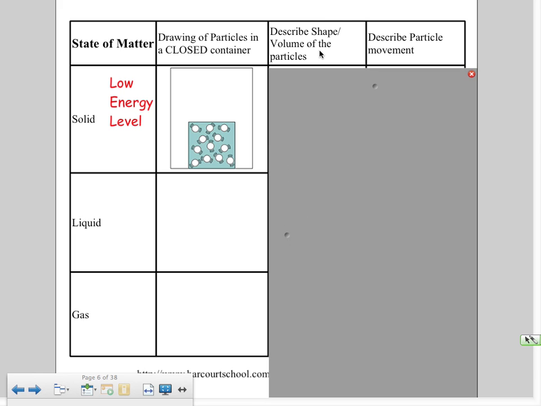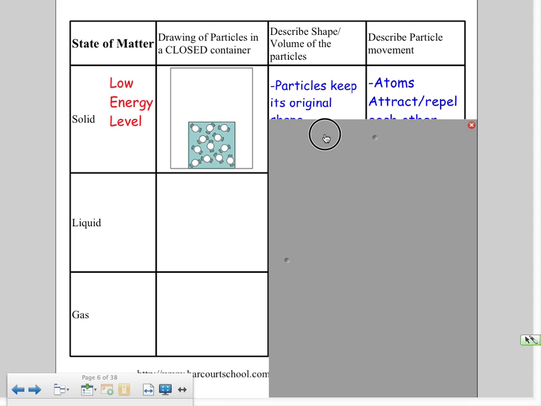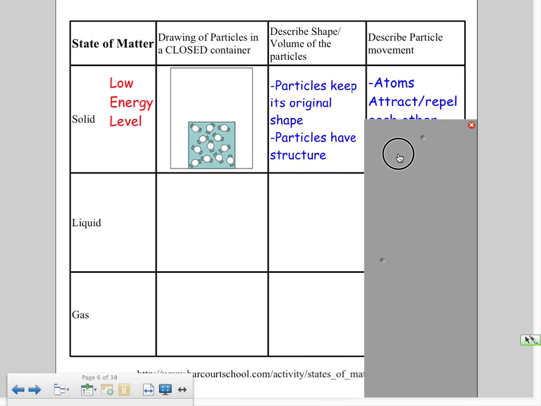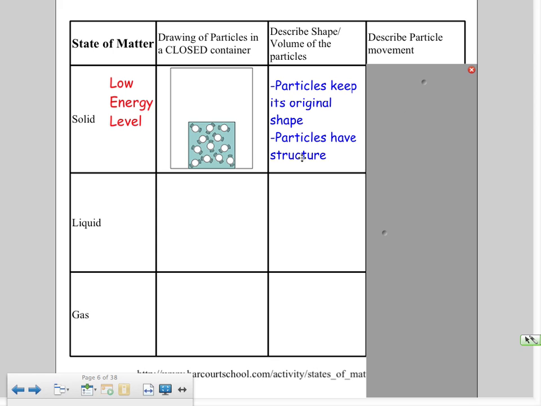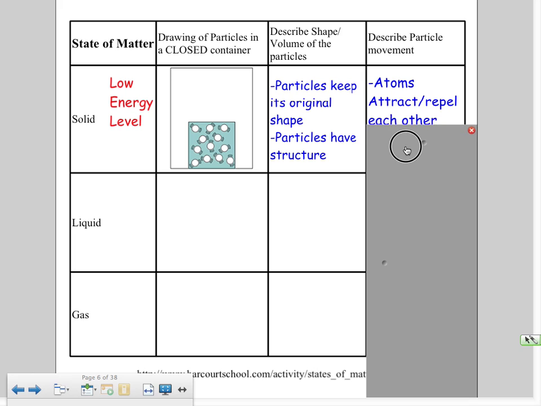To describe the shape or the volume, the particles keep their original shape, and they keep their structure. That's why when you have a cube, it stays a cube no matter where you put it. If you put it into a container, it stays the shape of a cube. Now, one of the things I mentioned was how the particles move. The atoms attract and repel each other. They're kind of doing this dance, this pull and push, this pull and push. And they don't touch.